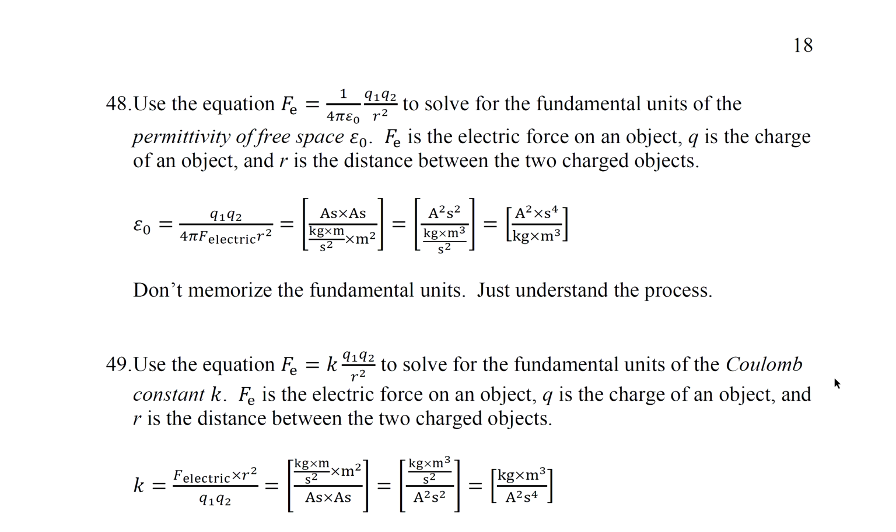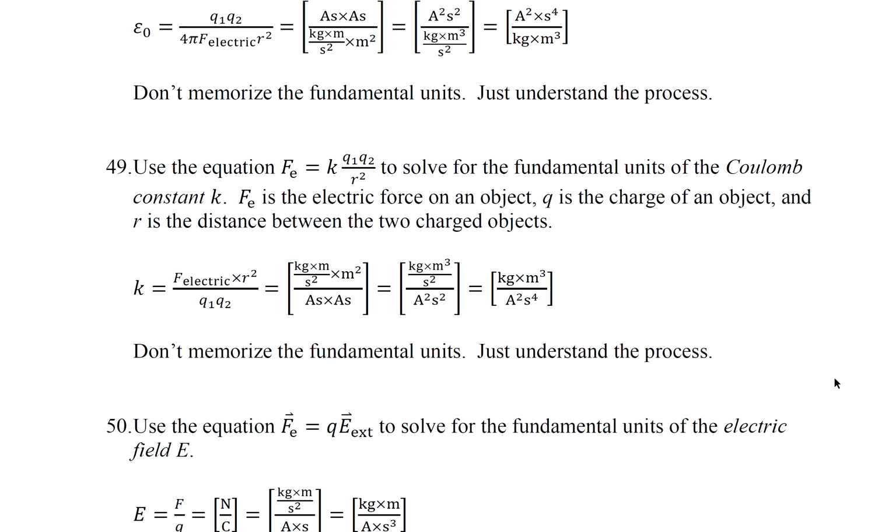Question 48, use the equation for electric force F sub E to solve for the fundamental units of the permittivity of free space E sub 0. F sub E is the electric force on an object, Q is a charge of an object, and R is the distance between the two charged objects. So first solve for E sub 0, the permittivity of free space, plug in the fundamental units for each variable. Notice 4 has no fundamental units because it's a number, it's not a variable. Pi has no fundamental units because it's a number, it's not a variable, it doesn't change.